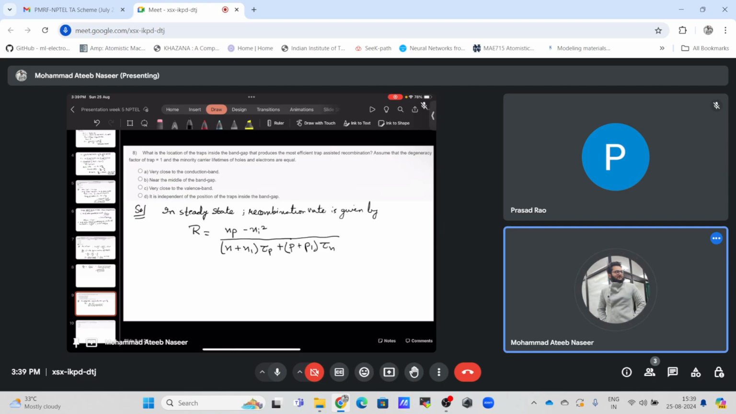Now the trap and the carrier lifetimes and the concentrations associated with the traps will be given by: n1 is simply ni, the intrinsic carrier concentration, divided by gt, the degeneracy factor, times the exponential of Et minus Ei over kT, where Et is the trap state energy. So this is the trap state location we need to find out. Similarly, p1 is simply ni by gt times the exponential of, sorry, not minus, Ei minus Et by kT.